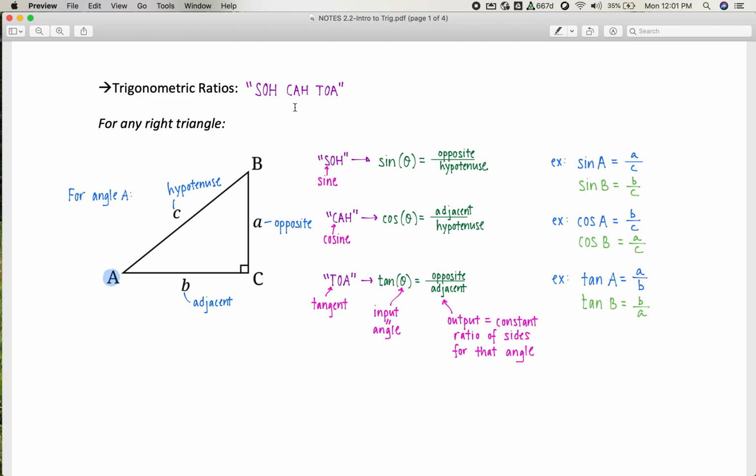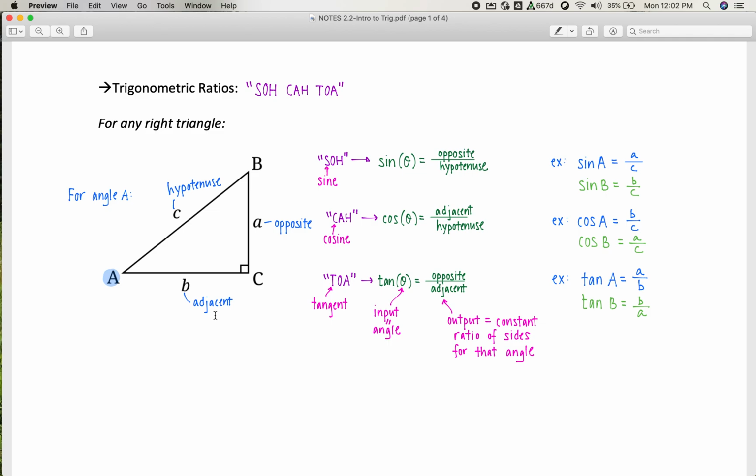Those of you that have worked with this in the past, we have this acronym, SOH CAH TOA, that helps us remember these trig ratios. So the S, the C, and the T stand for sine, cosine, and tangent. The O, the H, and the A mean opposite, hypotenuse, and adjacent. So let's take a look over here first at this triangle to get a sense of what we mean when we say opposite, adjacent, and hypotenuse.